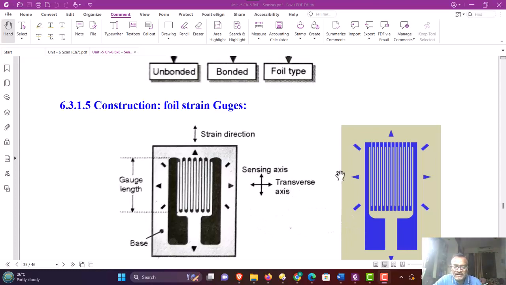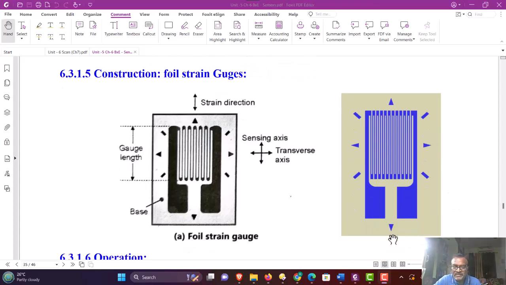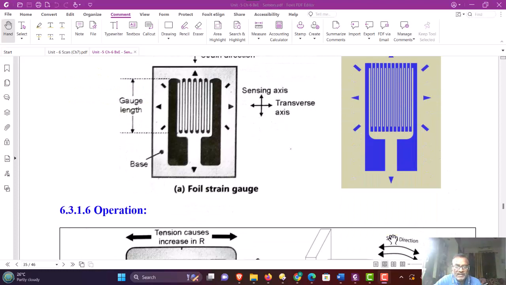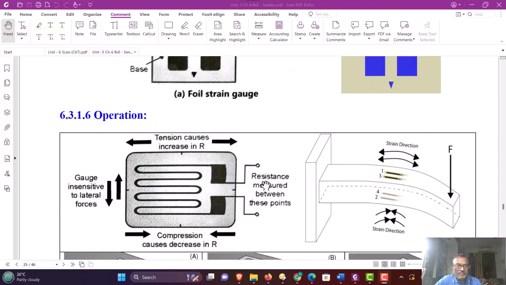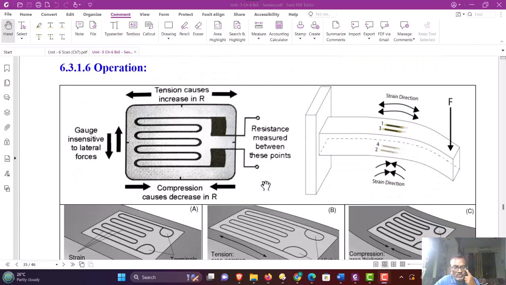The similar figure is repeated here, which is in color form. Since these wires are very thin and printed on a flexible base, they are in the form of a foil and therefore it is called a foil strain gauge. Operation of the strain gauge, I just explained. The same thing is shown in this figure.